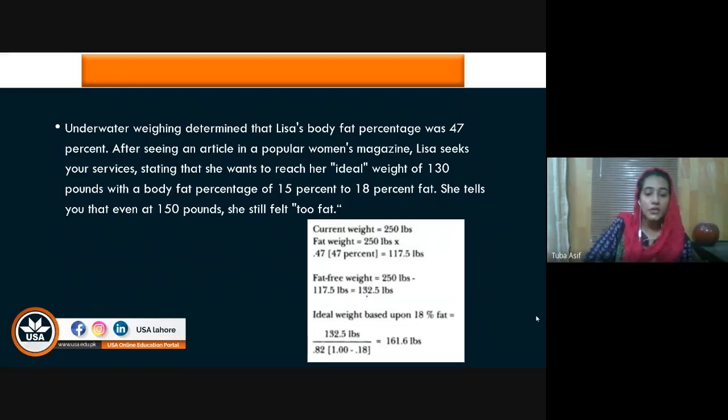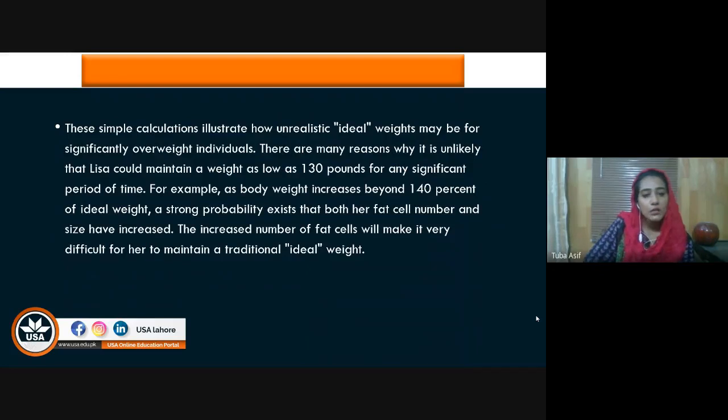But because she has a history of weight gain and has never been able to shed much weight, it is not a realistic approach to aim for a total of 160 pounds. So these simple calculations illustrate how unrealistic ideal weights may be for significantly overweight individuals. There are many reasons why it is unlikely for Lisa to maintain a weight as low as 130 pounds for any significant period of time. For example, as body weight increases beyond 140% of the ideal body weight, a strong probability exists that both her fat cell number and fat cell size have increased. The increased number of fat cells will make it very difficult for her to maintain a traditional ideal weight.